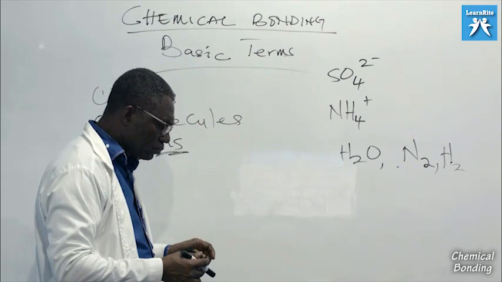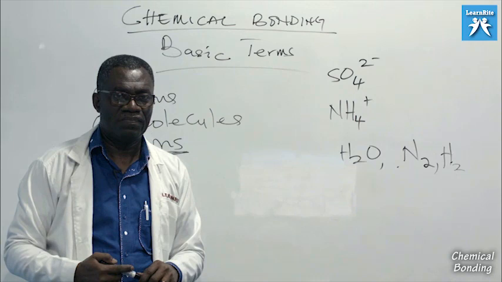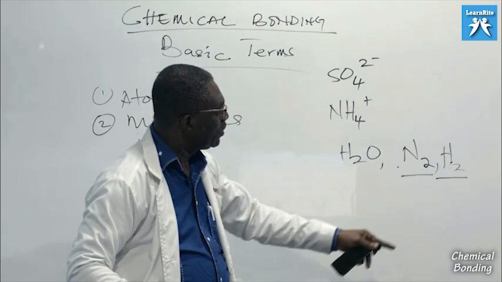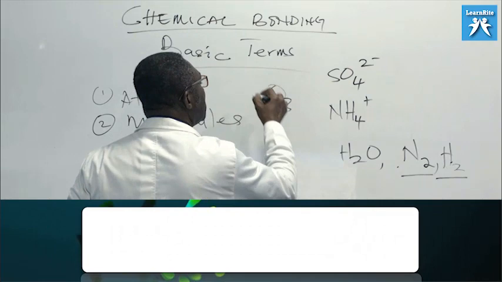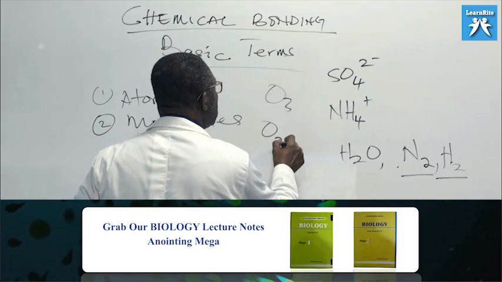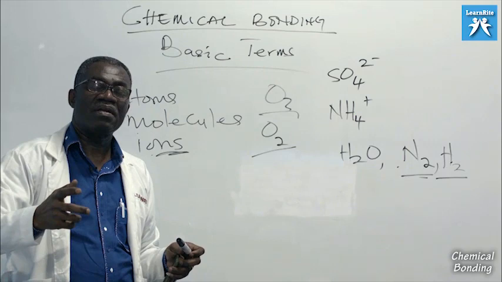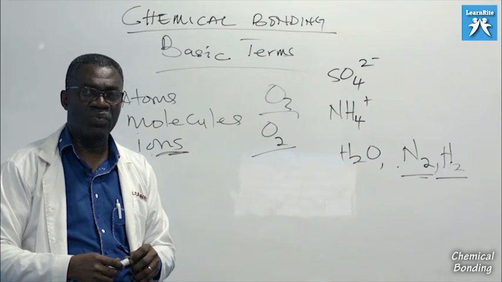If we have a molecule made up of the same type of atom, an example of this is nitrogen and hydrogen. It is two atoms of nitrogen coming together to form a bond, two atoms of hydrogen coming together to form a bond. You can have O3, ozone, three oxygen atoms coming together to form a bond. You can have oxygen, two of them coming together to form a bond. You see that they are more than one atom. So once there are two or more of the same atoms forming a bond to form a molecule, we call them homonuclear.